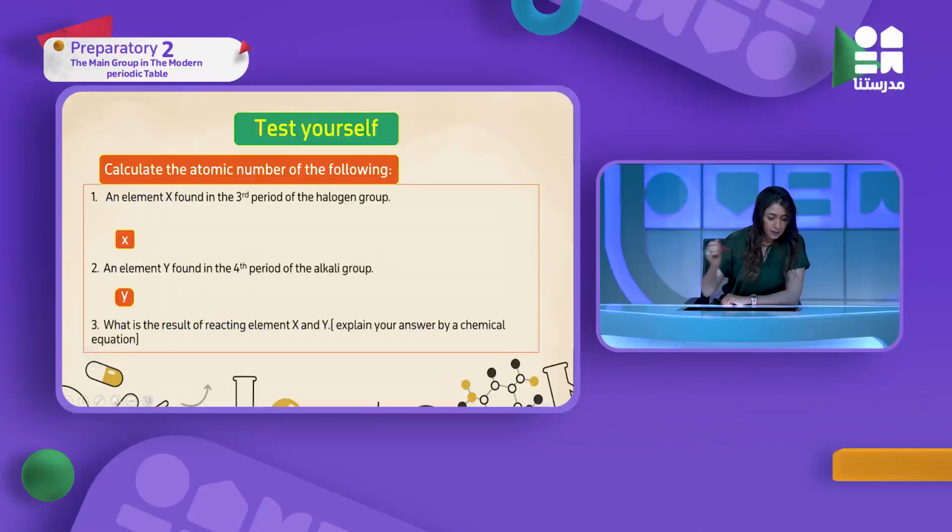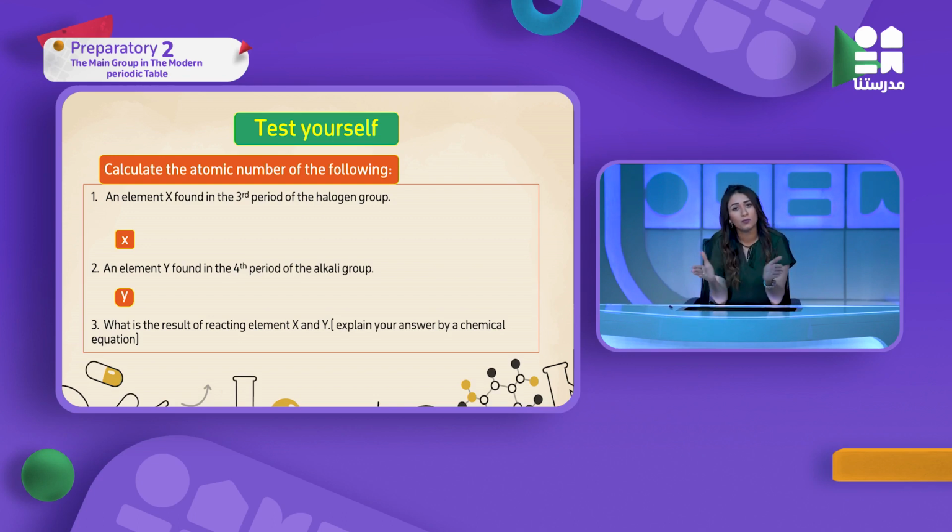Group 1A is found in which block? Of course S block. طيب تعالوا نكمل مع بعض. بيقول لي what is the result of the reacting element X and Y? Explain your answer by a chemical equation.